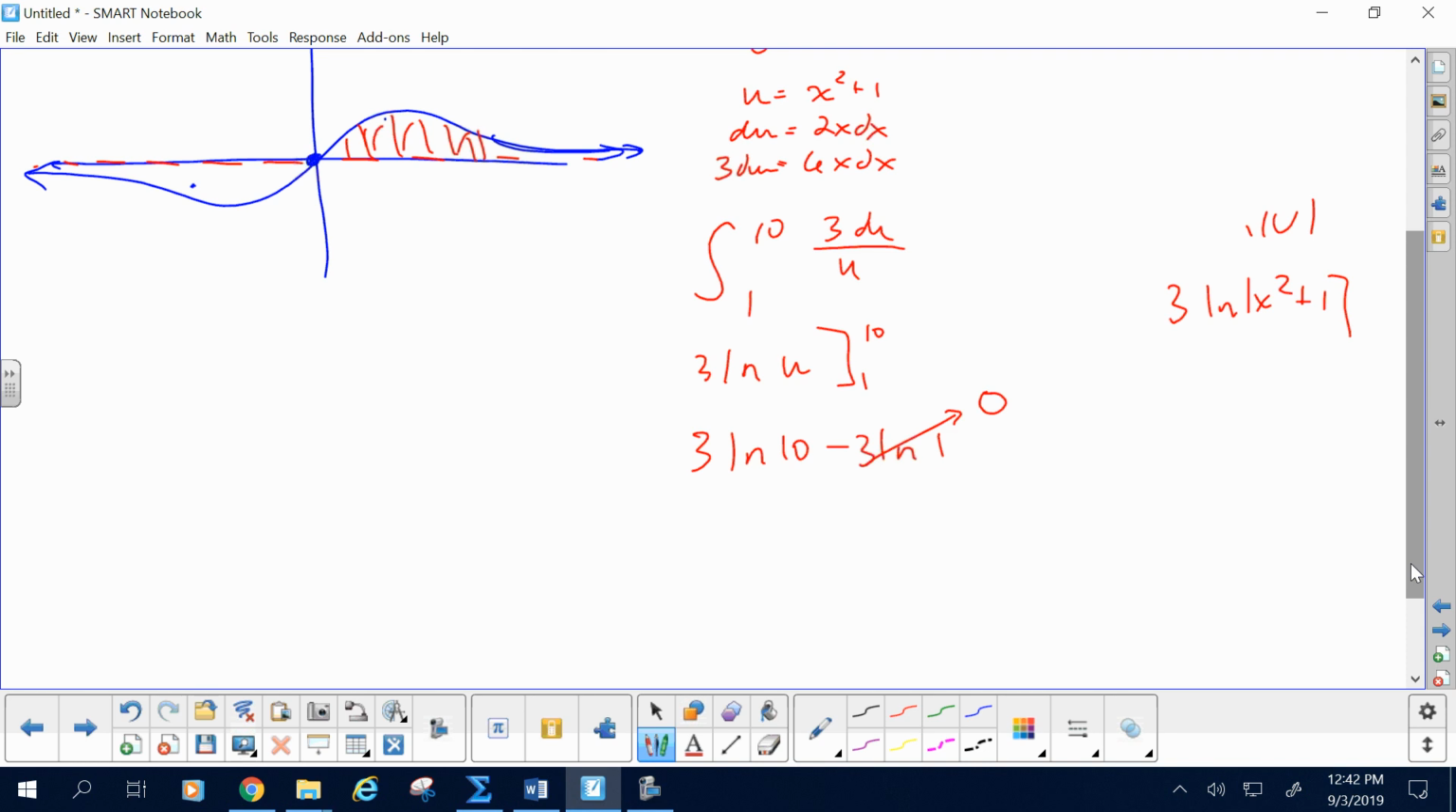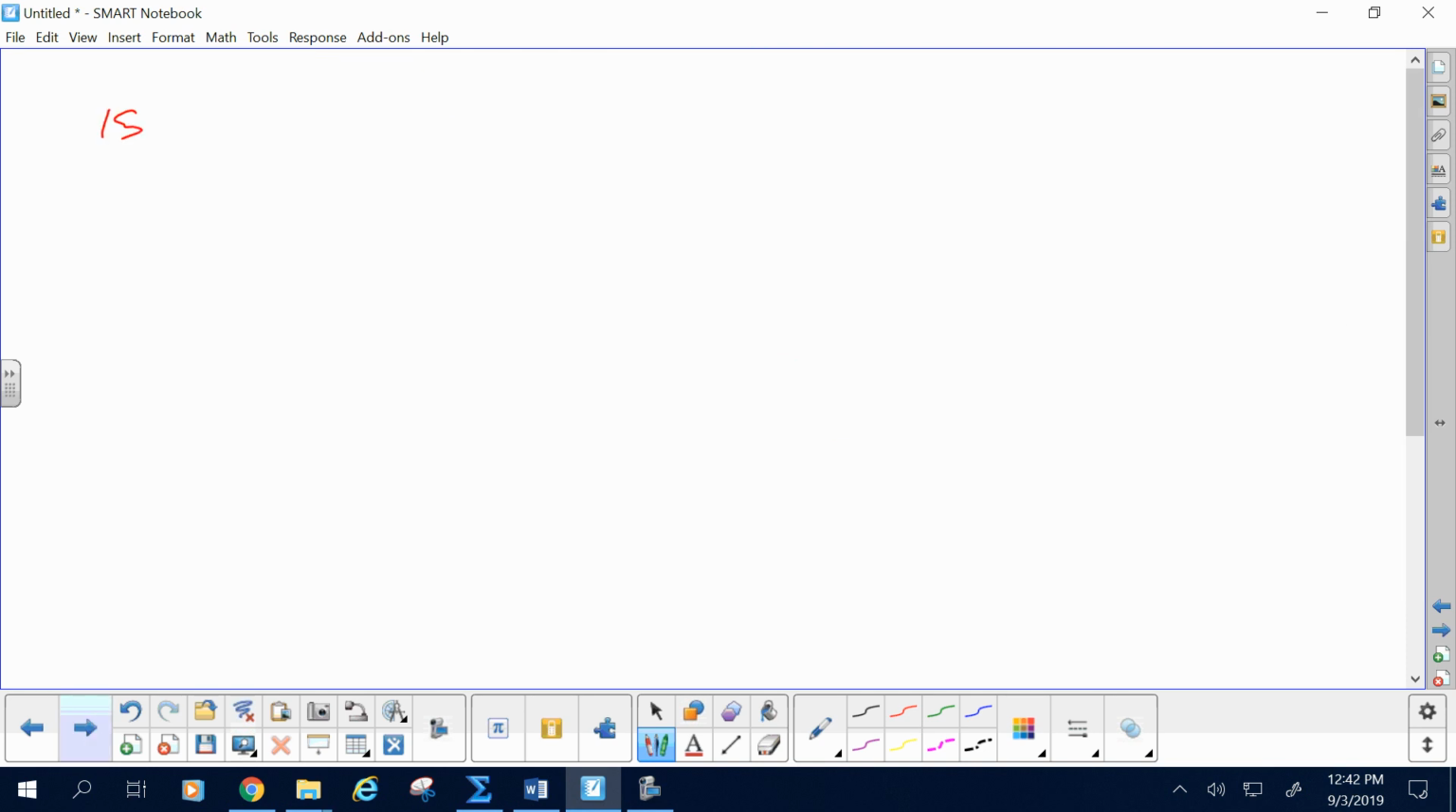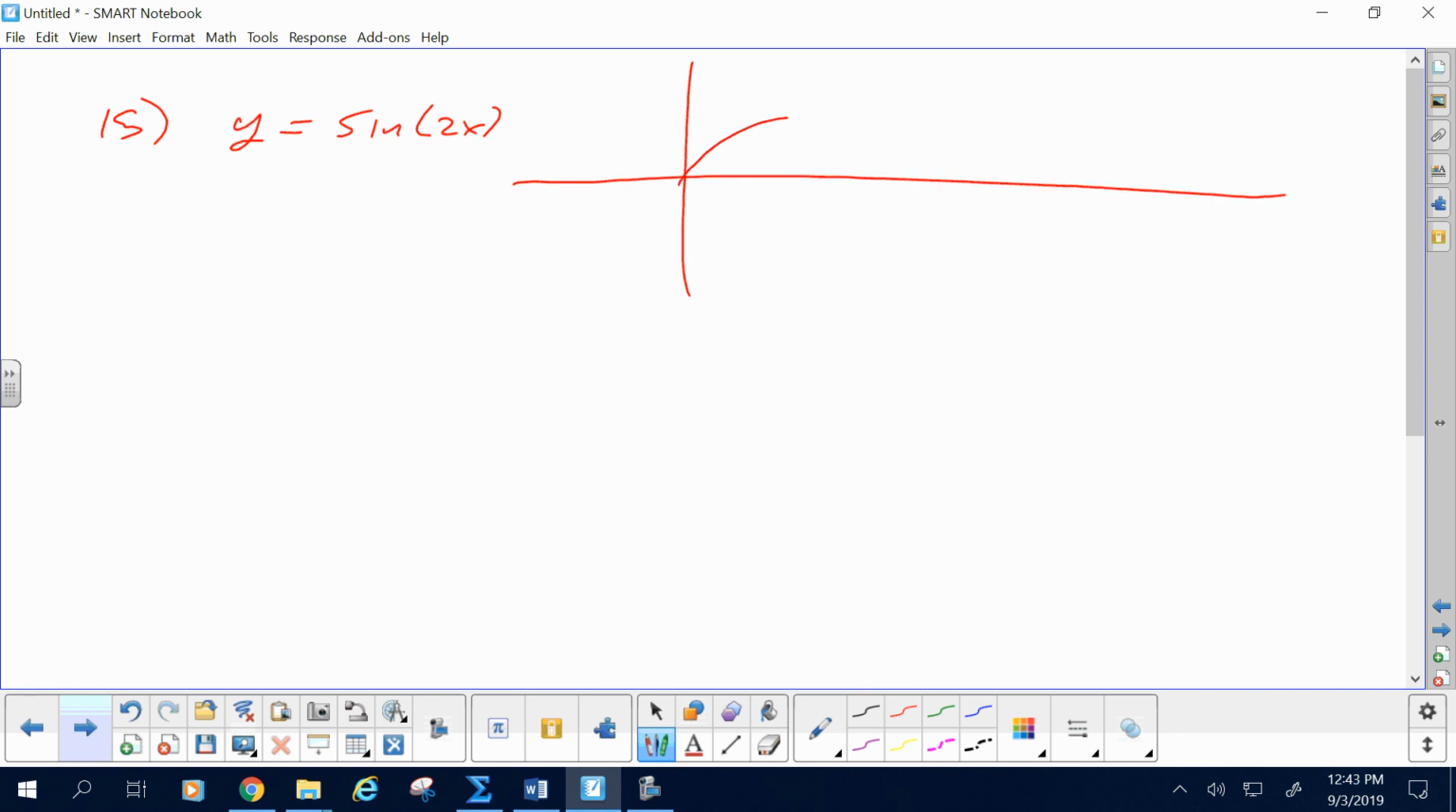All right. Number 15 is, if you can graph it, it's not just me being visual. If you can graph it, it's really going to help you. Sine of 2x, that has a period of what? Pi. Okay? What about cosine of x? What's the period of that? 2 pi. So it's more like this and this.